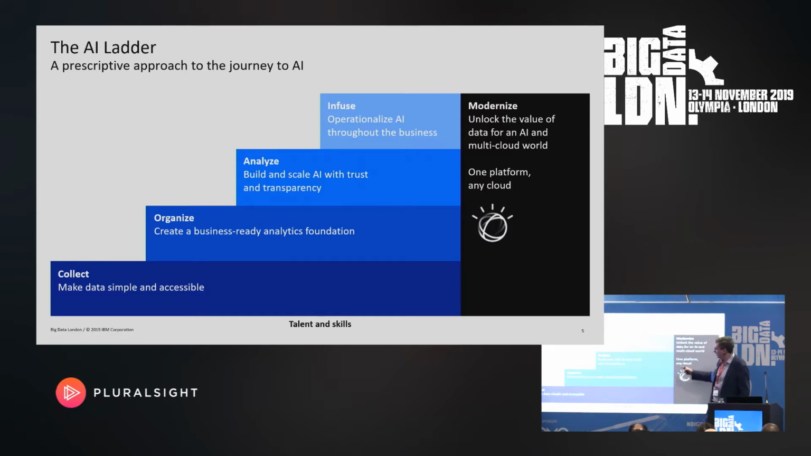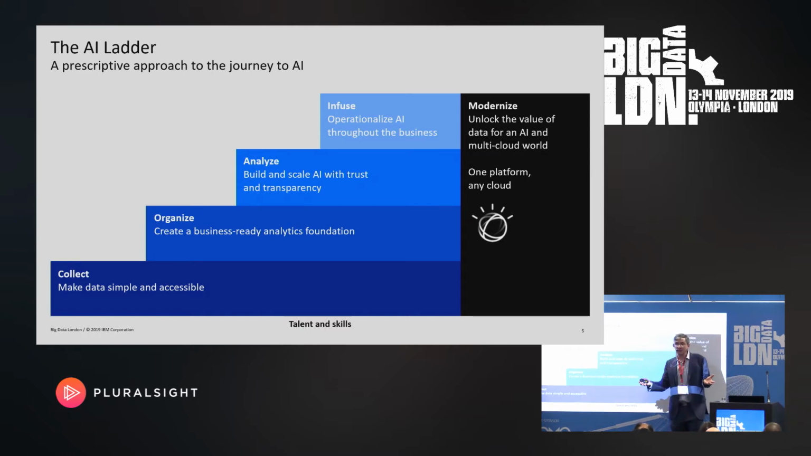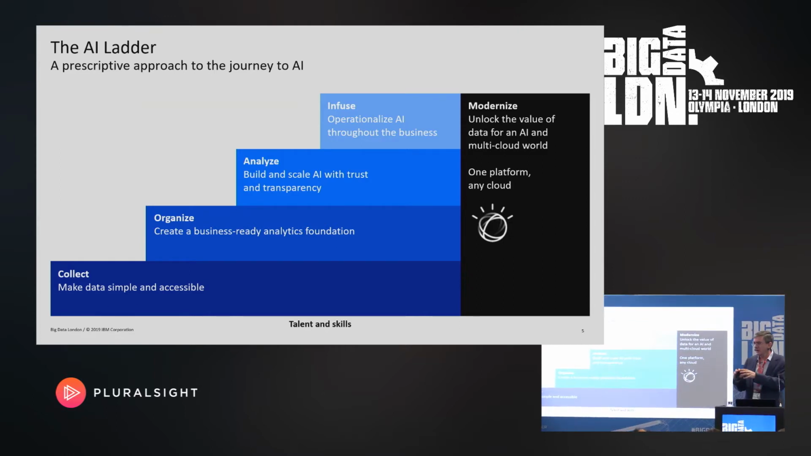And then organizing your data. So how do we, having collected this data, put some shape onto it that makes it suitable for the type of analysis that we're going to do, and ultimately for the machine learning and the AI and the data science that we're going to do? How do we create a solid foundation?